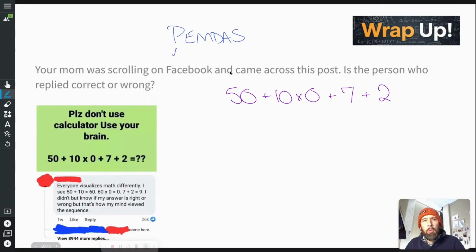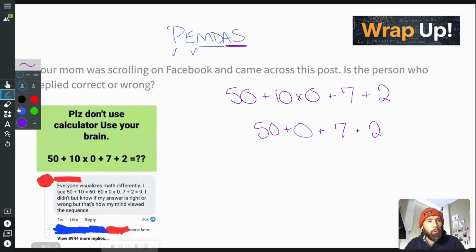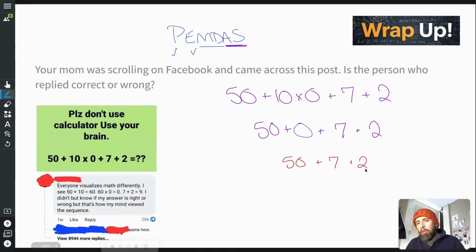Parentheses, no. Exponents, no. Multiplication, division, yep. Right here we have multiplication. 10 times 0 is 0. So let's drop down 50 plus 0 plus 7 plus 2. Now we add or subtract left to right. 50 plus 0 is 50. So now we just drop down 7 and 2. 50 plus 7 is 57. 57 plus 2 is 59.